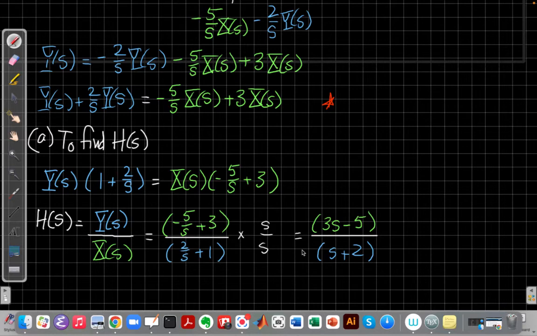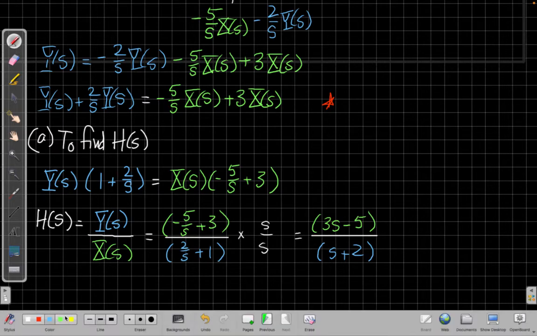If this is causal, that tells me the ROC will be the real part of s greater than minus 2, because if I'm drawing a block diagram of something, it generally implies that it's a causal thing, because I'm going to build it in some sense. So I can assume from this that my ROC is the real part of s greater than minus 2, because looking at this system, I have a pole of the denominator at minus 2, and for a causal system, I know the ROC goes to the right of the pole.